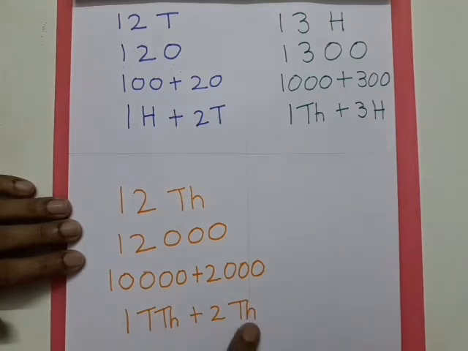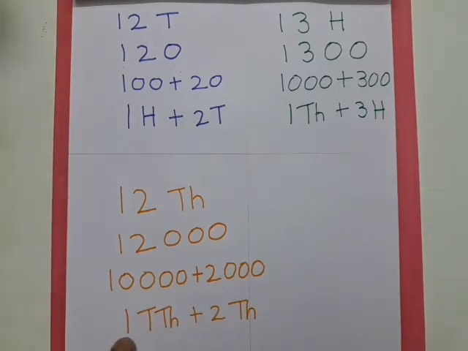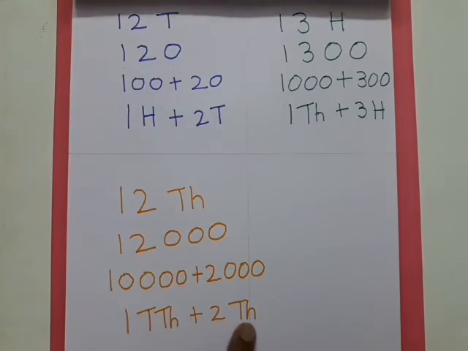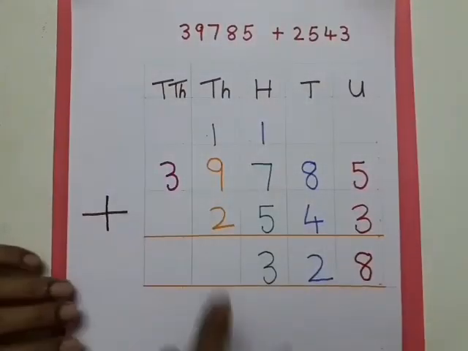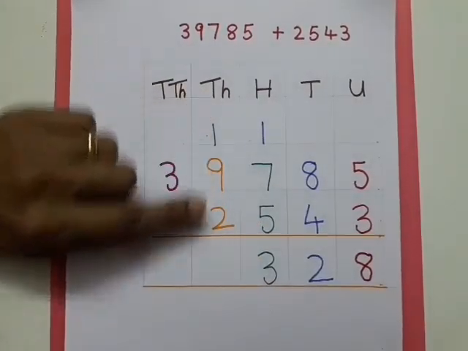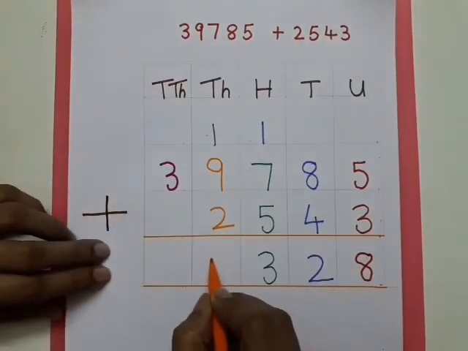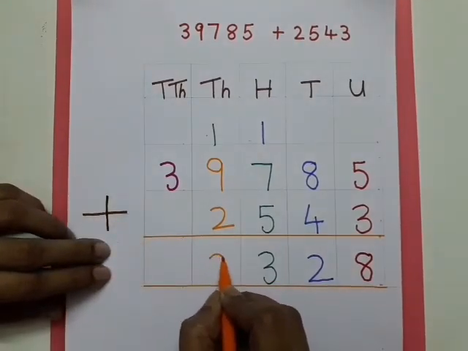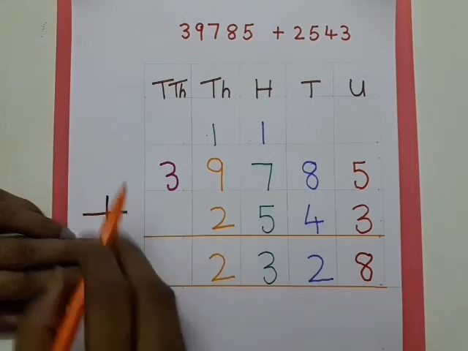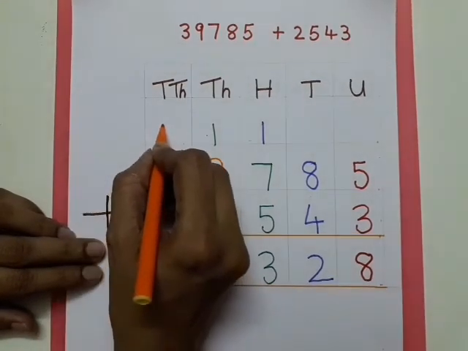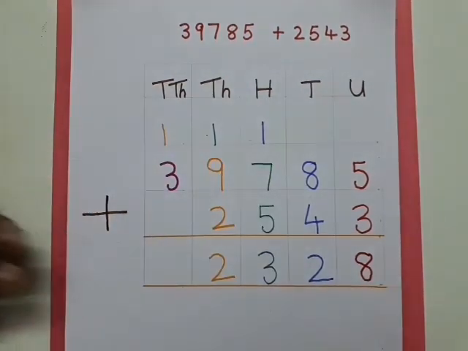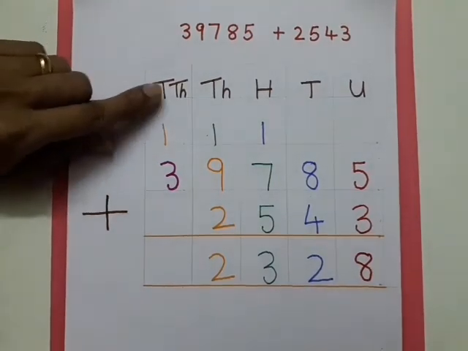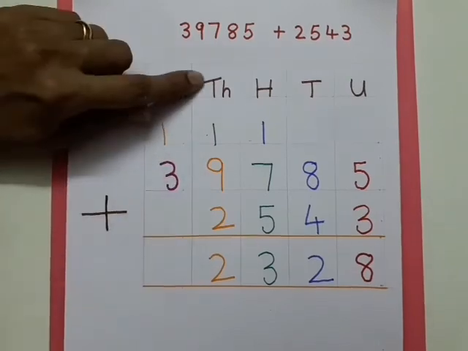Okay, so now in the thousands place you will write the number 2, and in the 10,000 place you will write the number 1. So we'll begin with the thousands place. In your thousands place you will write the number 2, and in your 10,000s place you will write the number 1. Okay children, so this was 10,000 and 2,000.